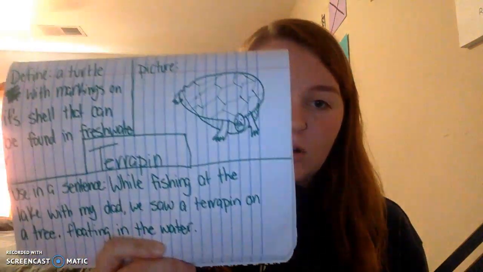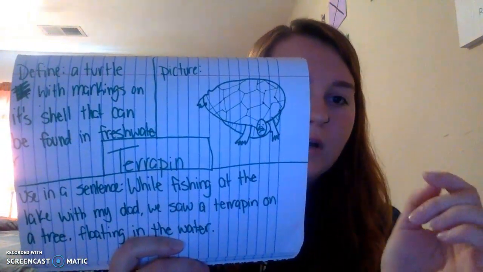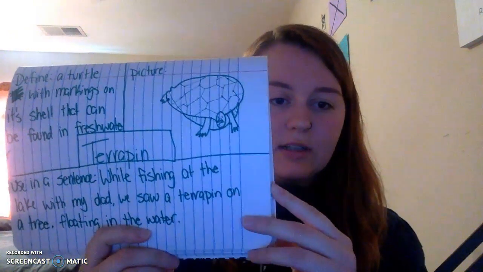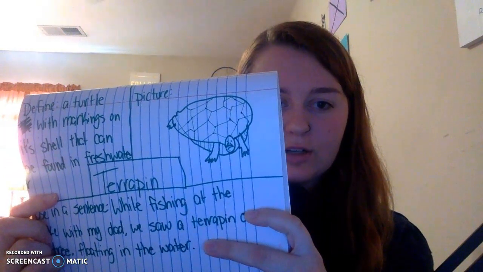I made a Frayer model for you. Do not judge my turtle drawing. You know I can't draw. So for this Frayer model to help you, I defined it, I drew a picture, and I used it in a sentence. So the definition of a terrapin is a turtle with markings on its shell that can be found in fresh water.